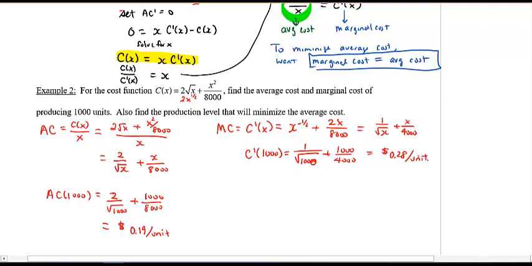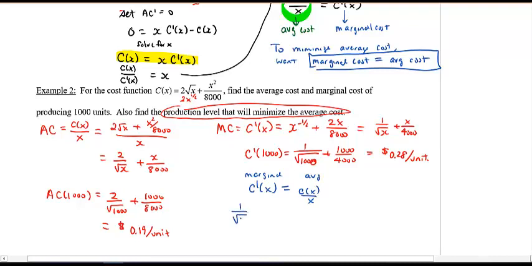Okay? Now, it's asking, find the production level, meaning how many values of x, right? I want to find the production level that will minimize average cost. And from above, we know that to minimize average cost, you want to make the marginal cost equal to the average cost. So here's our marginal cost, c prime of x, marginal equal to average, which is just c of x over x. So ultimately, it's this expression, 1 over root x plus x over 4,000, being equal to the other expression, 2 over root x plus x over 8,000.